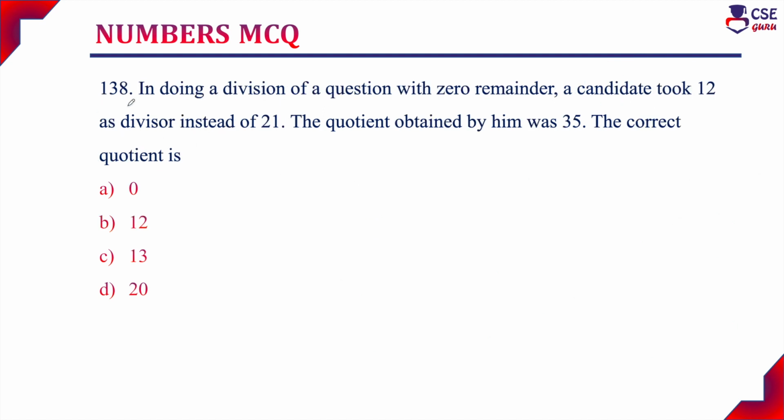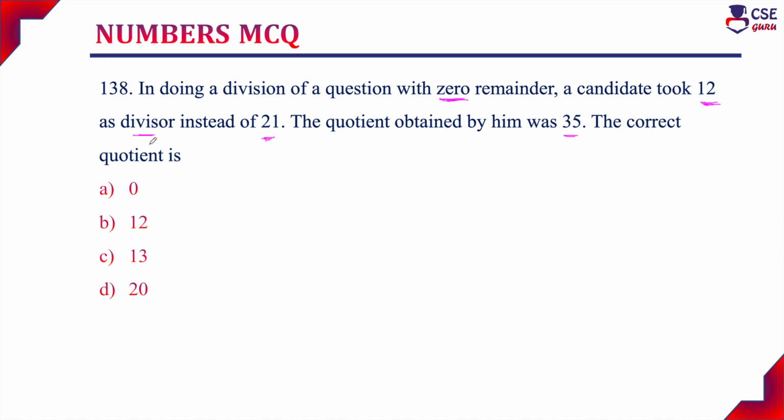Next, problem number 138. In doing a division of a question with 0 remainder, a candidate took 12 as divisor instead of 21. So here, mistakenly he has taken the divisor as 12 instead of 21. So the quotient obtained for him is 35, if he has taken the divisor 12.